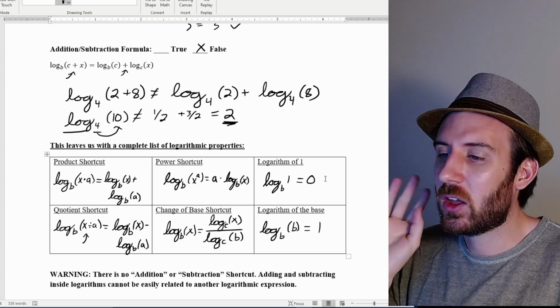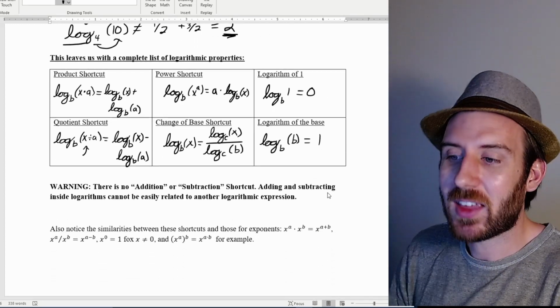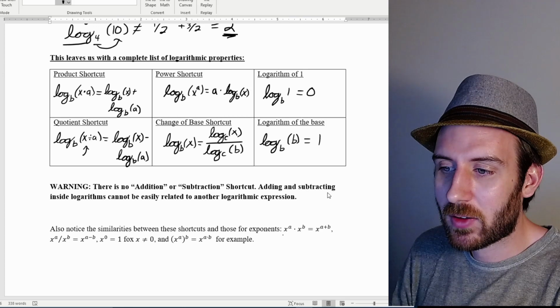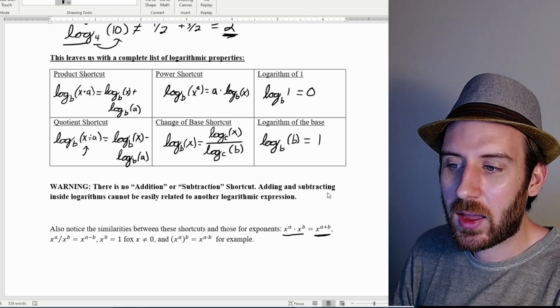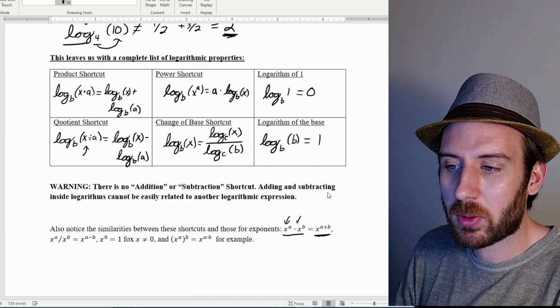Most of these actually parallel quite a few of the exponent rules, because take a look. Remember that if I have x to the a times x to the b, we could think of that as multiplying out x a times and then multiplying it out b times.